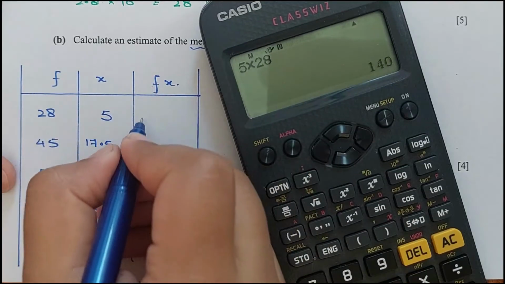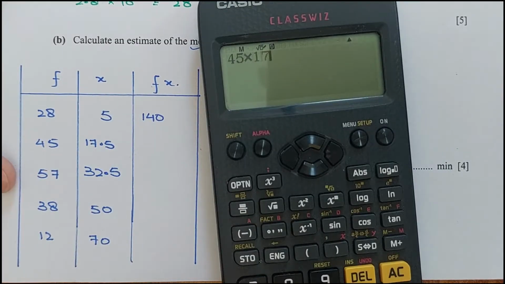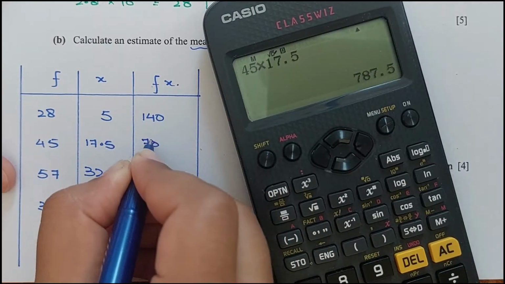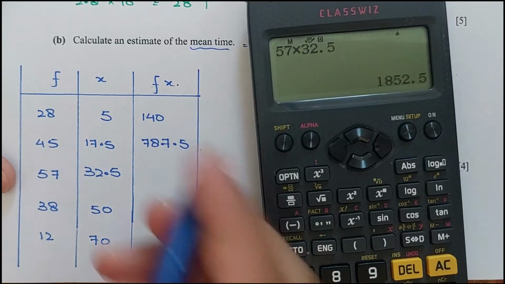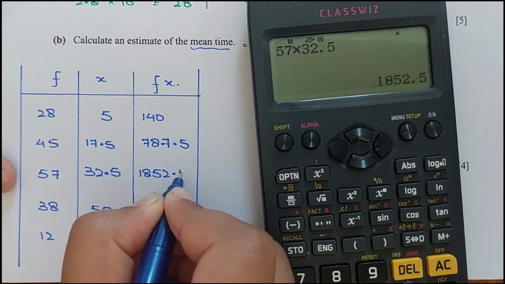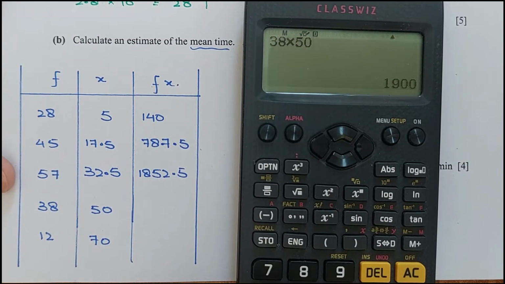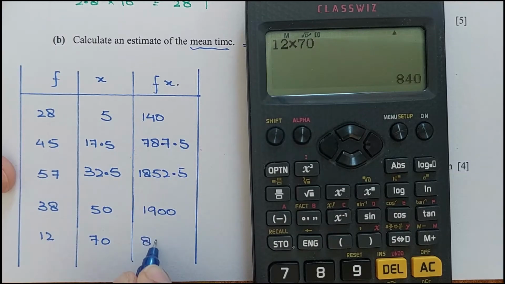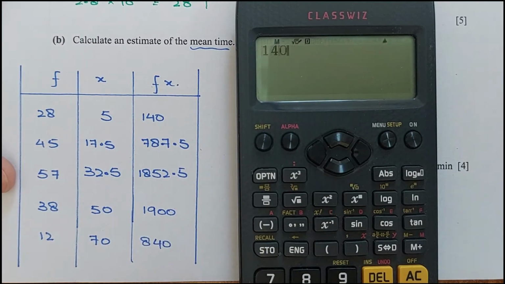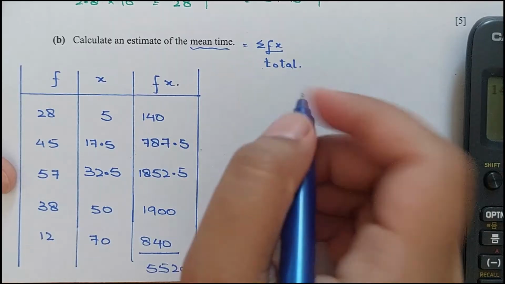5 times 28 is 140. 45 times 17.5 is 787.5. 57 times 32.5 is 1852.5. 38 times 50 is 1900. 12 times 70 is 840. Now let me add them up: 140 plus 787.5 plus 1852.5 plus 1900 plus 840. The sum of fx is 5520.